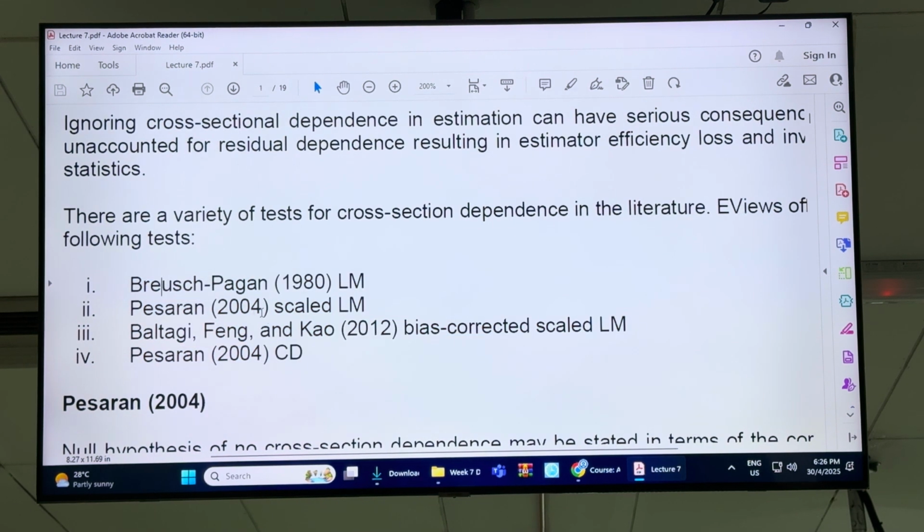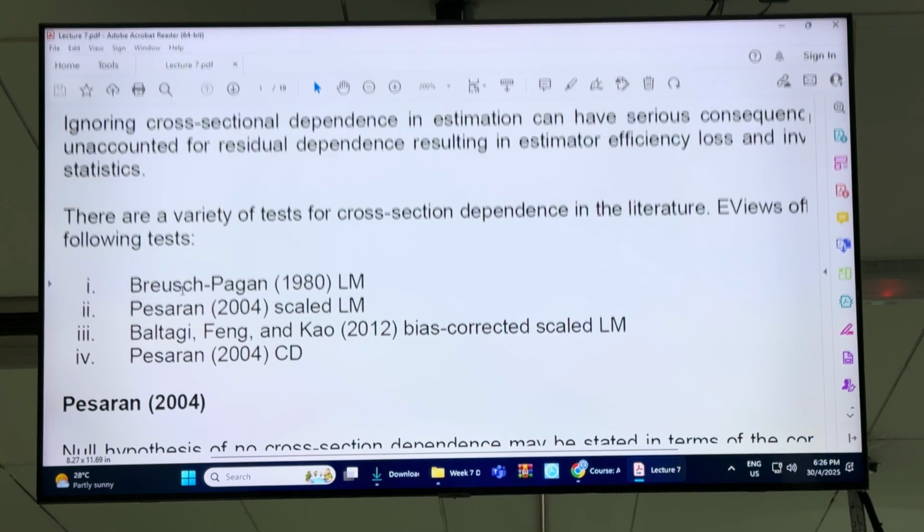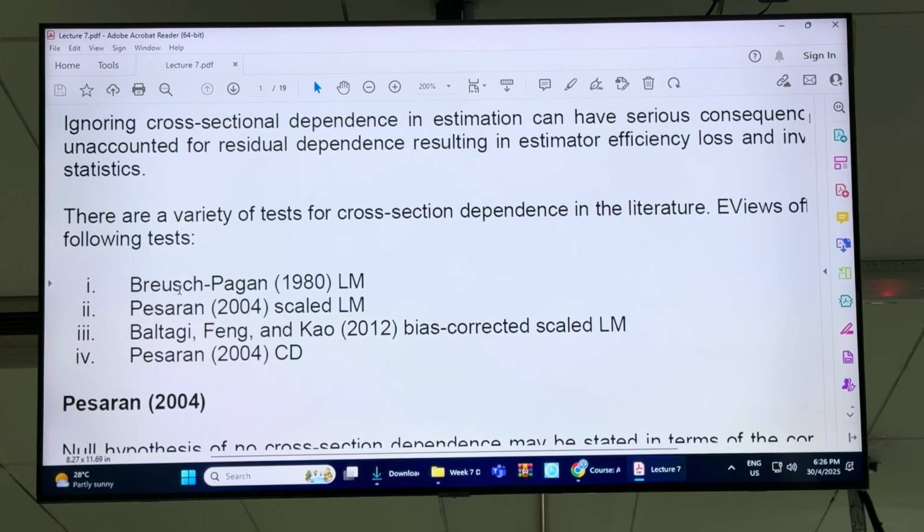As you observe from the years, starting from 1980, the Lagrange multiplier test was proposed by Breusch-Pagan. Then Pesaran came in 2004 and proposed the scaled LM test. We also have Baltagi. Actually, it aims to correct certain issues from the original one. They proposed the scaled LM test, and then the bias-corrected scaled LM test.